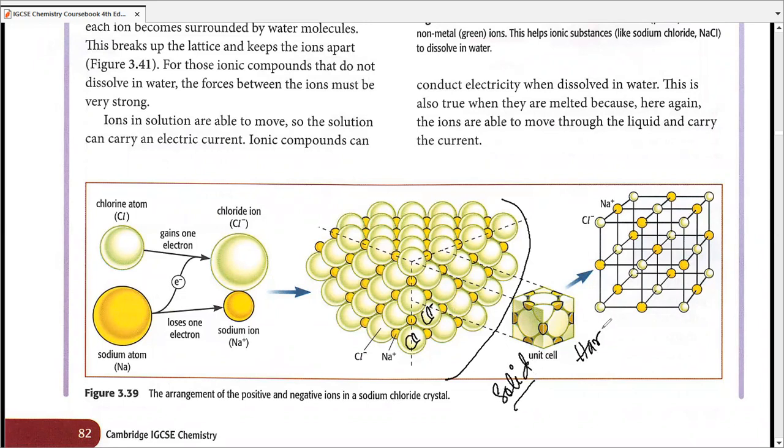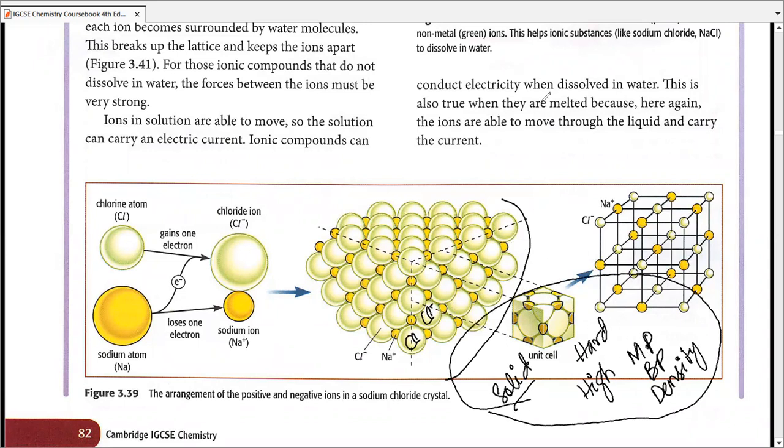It's going to be hard. It's going to have high properties such as melting point, boiling point, and density. So since the packing is so tight and the arrangement is so regular, of course, all of these properties can be taken from ionic crystals. I hope that makes sense too.